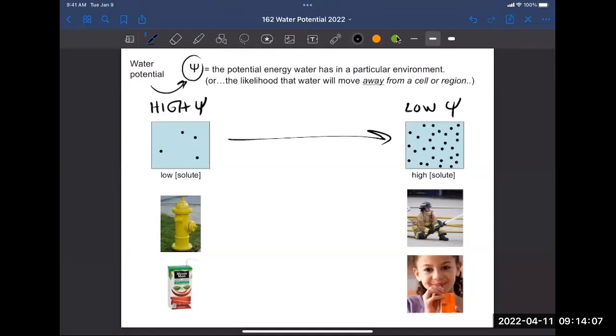But now in the lower two, we're going to think about pressure. And for pressure, there's actually sort of two ways we can think about it. We can think about the fire hydrant here exerting positive pressure. Right? And so the water is going to want to move away from that source of high positive pressure.